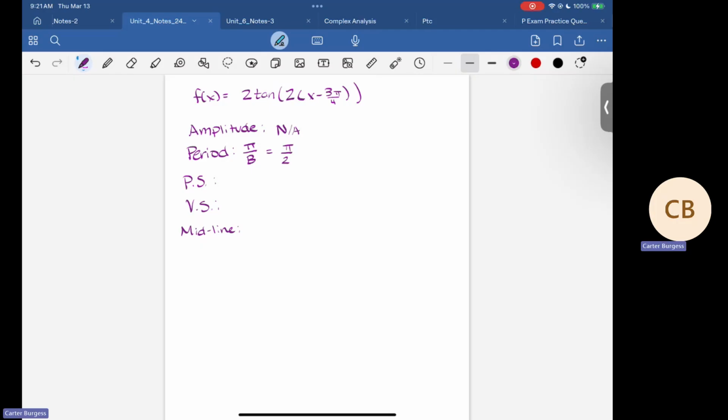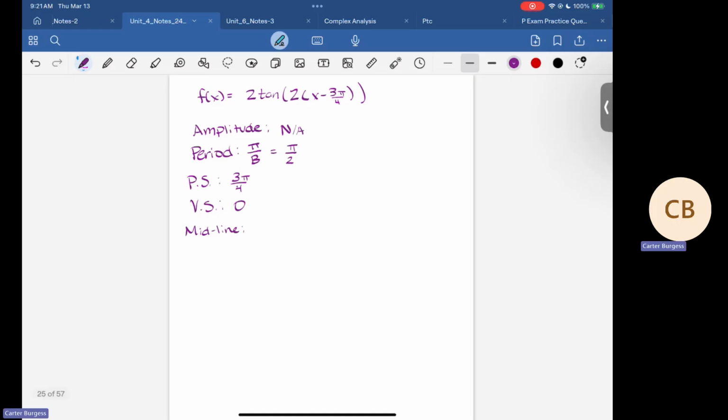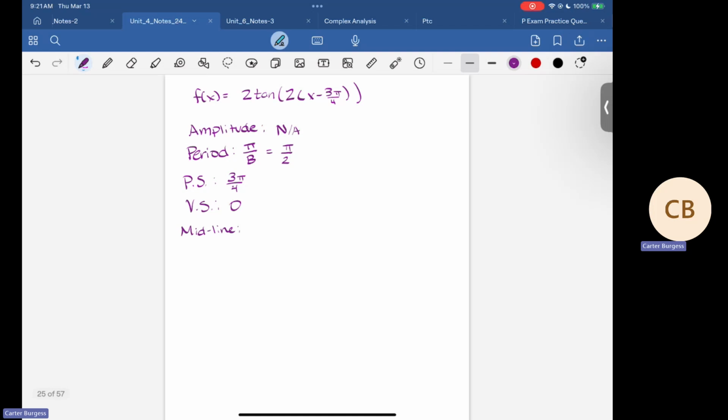What is our phase shift? Positive 3 pi over 4. Absolutely. What is our vertical shift? None. You could say 0. You could say does not exist. Whatever is fine. And therefore, what is our midline? Just y equals 0.